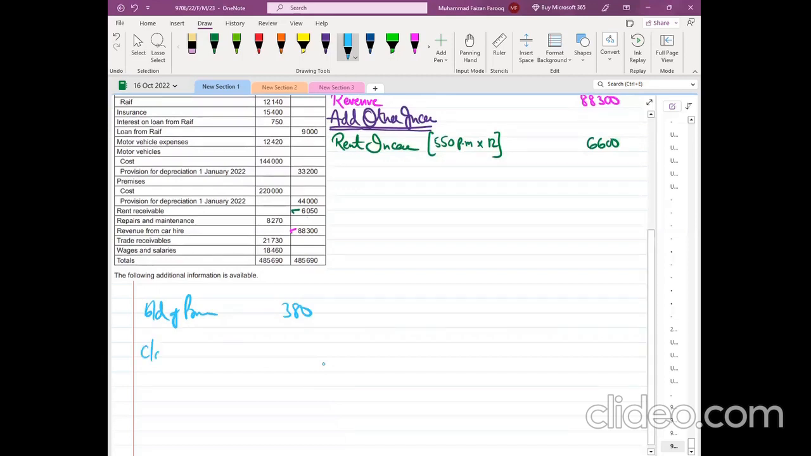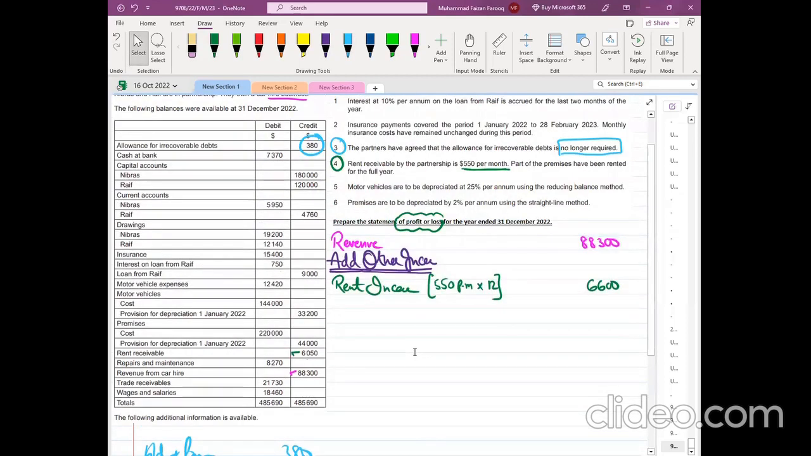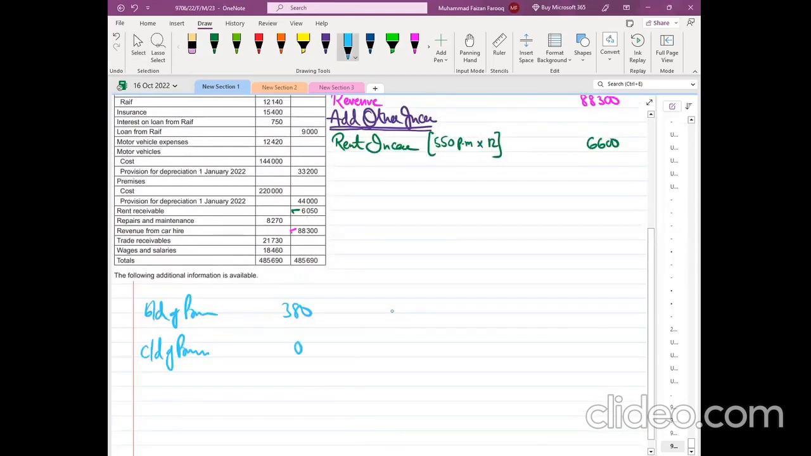CD we used to calculate it through a formula. The formula was receivable minus written off into percentage. But here what does it say? It says no provision at all. Khalli wali baba, we don't want provision. Okay, bhai, no provision means zero provision. It was 380. Now it is 0, means it's going to decrease by 380. Right or wrong?